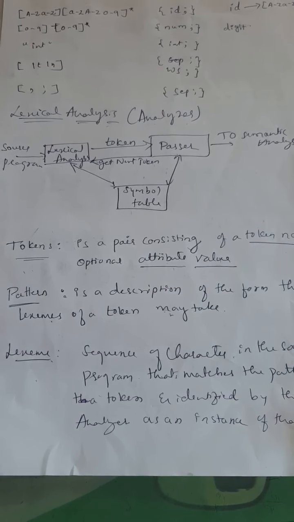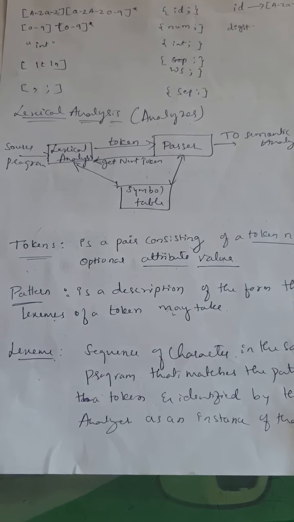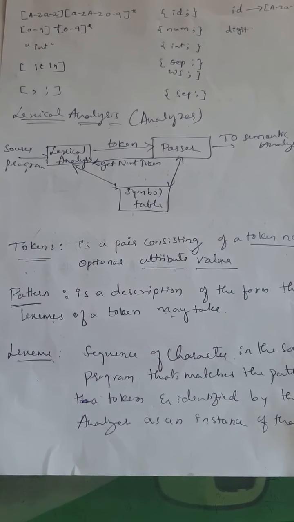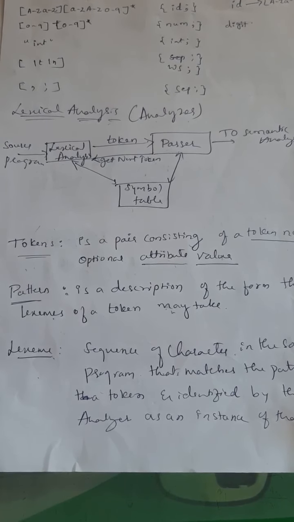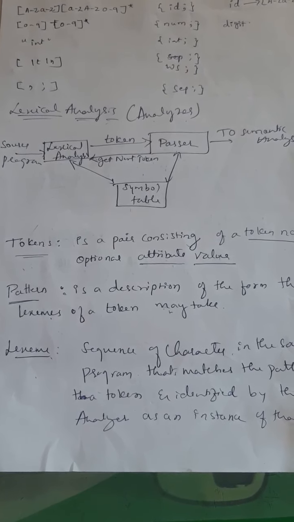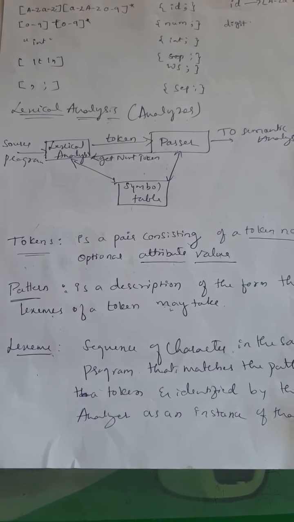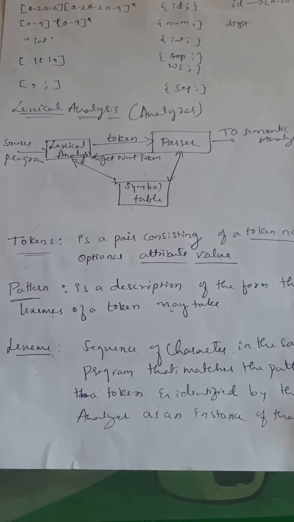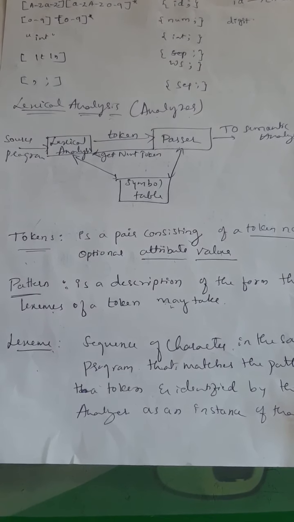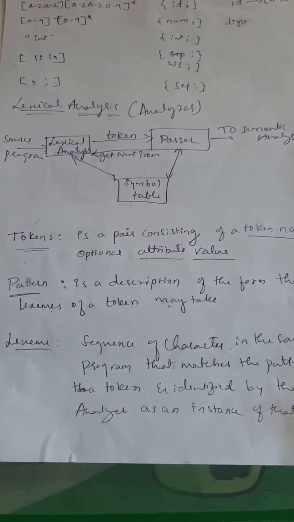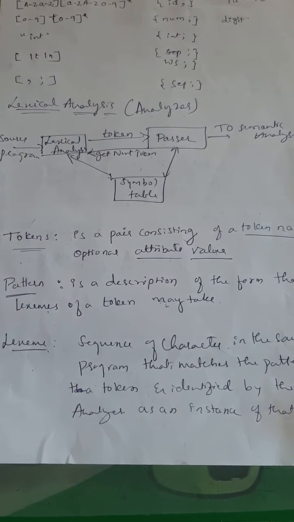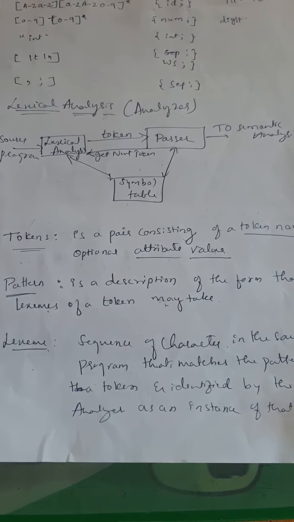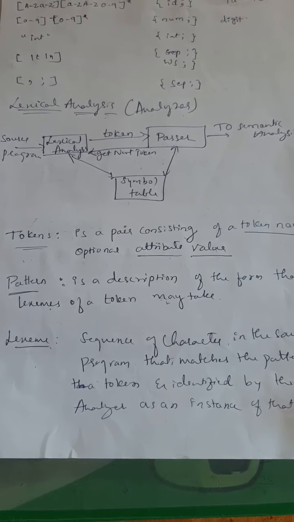The first phase of the compiler is called lexical analysis. The main role of the lexical analyzer in the compilation process is to generate the token. The next question arises: how does it generate the token? First, it will scan your source program left to right, a single character at a time, group them into lexemes matching with the patterns, and create the token for that.